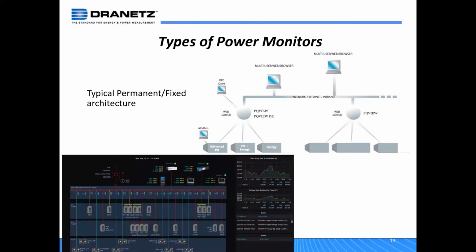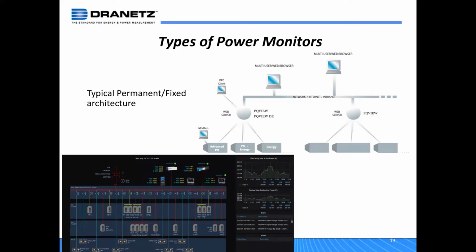So when we peel back a couple more layers, here's your typical architecture of a fixed base system. You have your various types of monitors at various different locations. Usually with a fixed base system, you're always going to have monitoring at the point of common coupling. That's where the customer meets the utility.